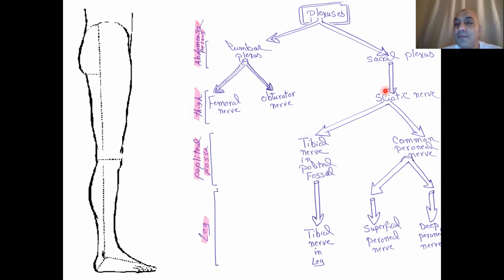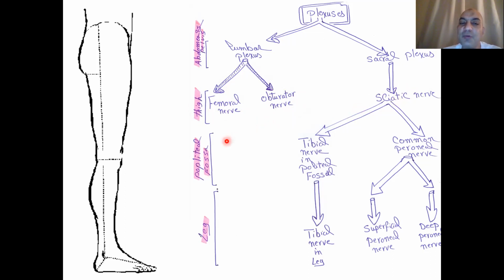These three nerves are nerves of the thigh. So in the thigh, we have three nerves. They are named the femoral for the anterior compartment, obturator for the medial compartment, and the sciatic nerve for the posterior compartment.